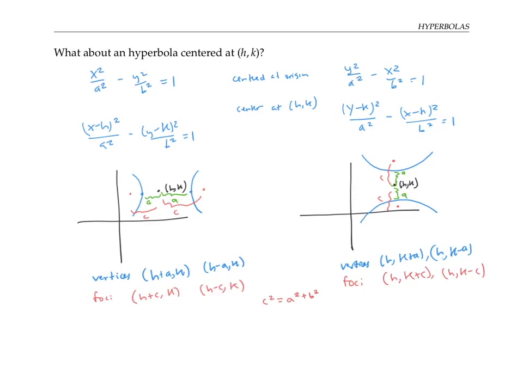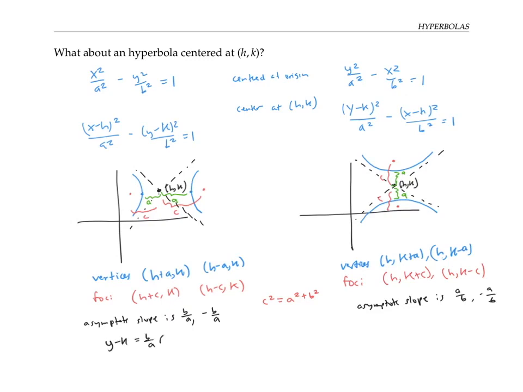Finally, the asymptotes still have the same slopes as before, but this time they have to go through the center, which is at (h, k) instead of (0, 0). Their equations are going to be given by y minus k equals b over a times x minus h, and y minus k equals negative b over a times x minus h, or with the other orientation, the analogous thing: y minus k equals a over b times x minus h, and y minus k equals negative a over b times x minus h.